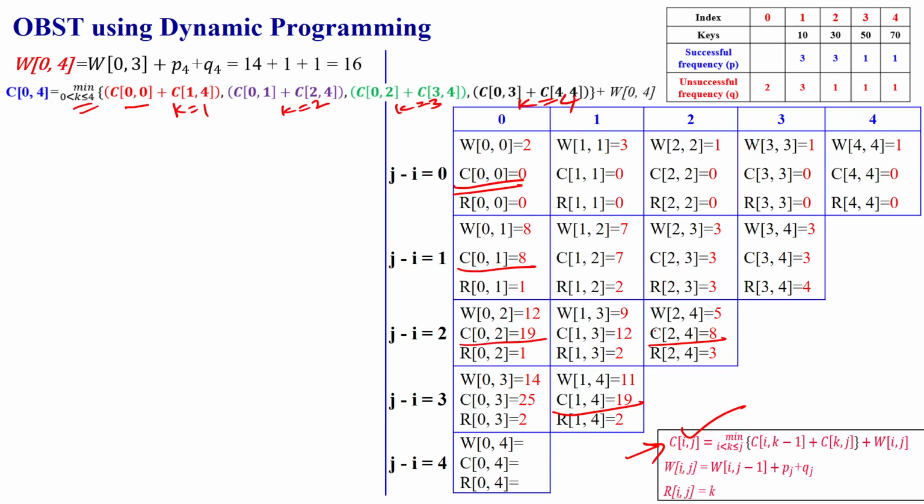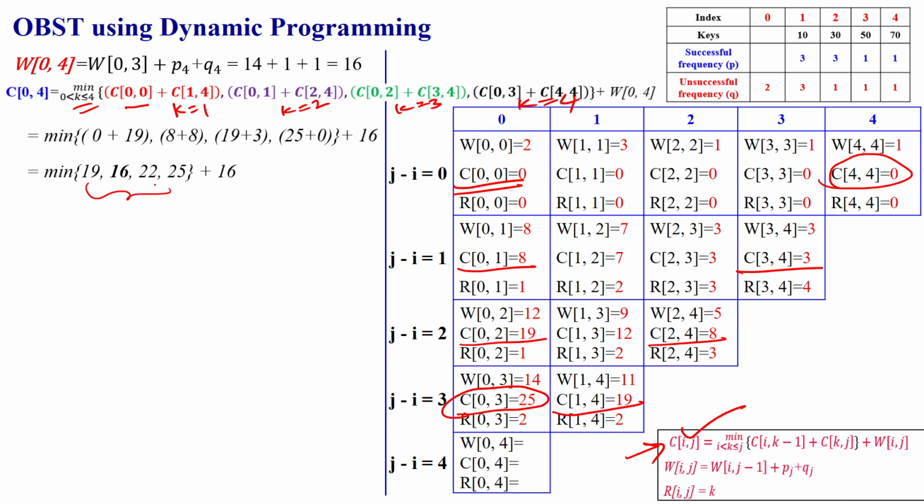C of 2 comma 4 is already given. C of 3 comma 4 and c of 0 comma 3, right? So that is also what we found here, 0 comma 3. Then c of 4 comma 4 we found here. So all the sub problem values we found in the previous steps, we are going to substitute those values. When you are substituting, you are getting four values.